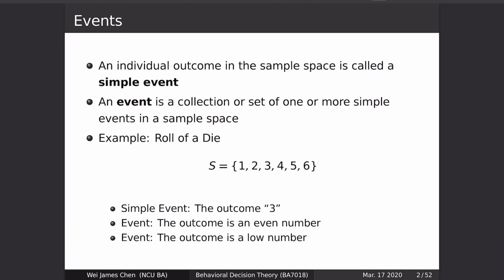For example, if you roll a die, then your whole space, which is usually denoted as S, is 1 to 6. And a simple event is something like the outcome 3. There are only 6 different outcomes that could come out from rolling a die. And the event could be something more complicated, such as the outcome is an even number or the outcome is a low number. Even number means 2, 4, 6. Low number means something like 1, 2, 3. So that means it's more broadly defined.